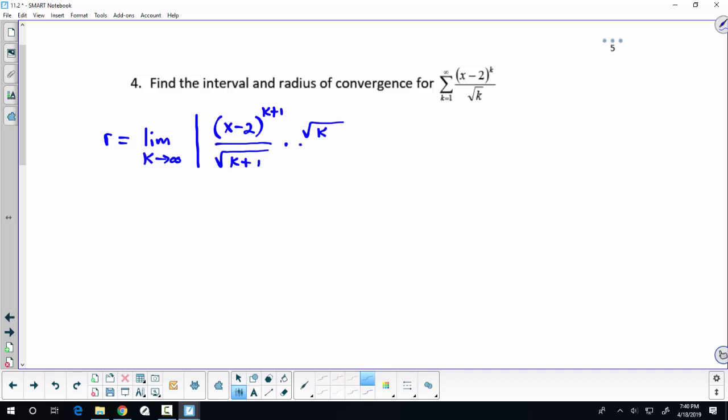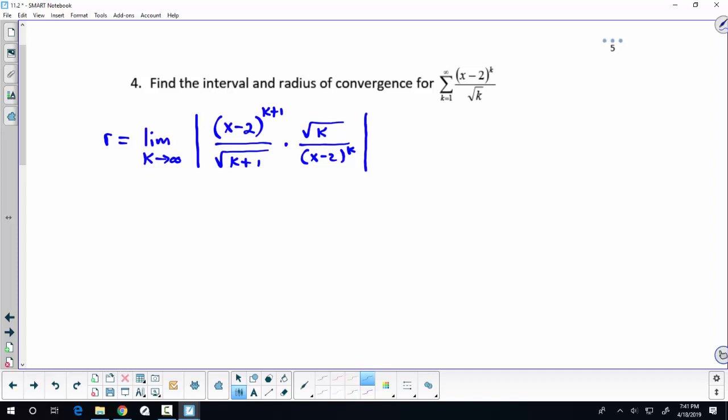So how do you know which one to use, the ratio or the root? I would use the ratio here because although the x minus 2 to the k would be eliminated with the root, the square root of k would not be. So then you have another level of complexity in evaluating down the root. You generally only want to use the root test when the exponent of k's will be canceled.